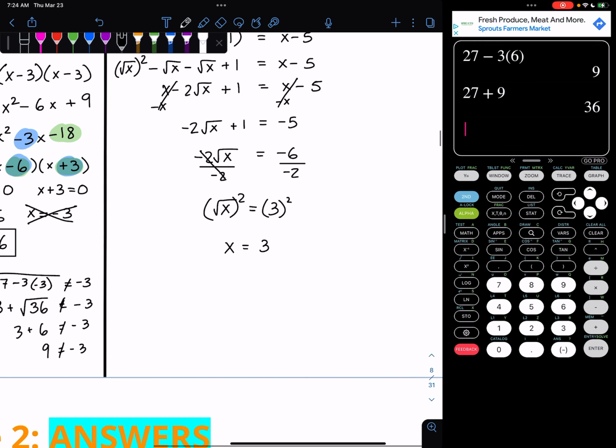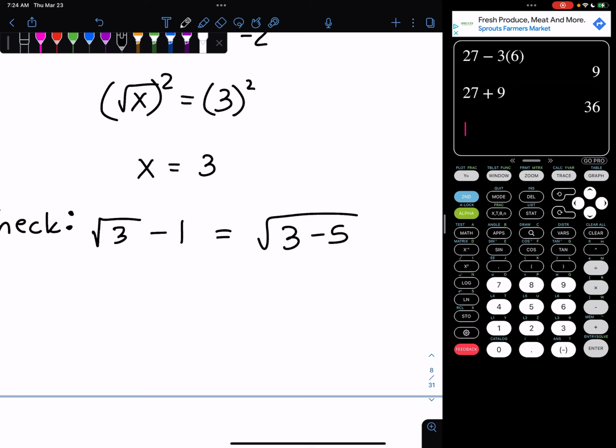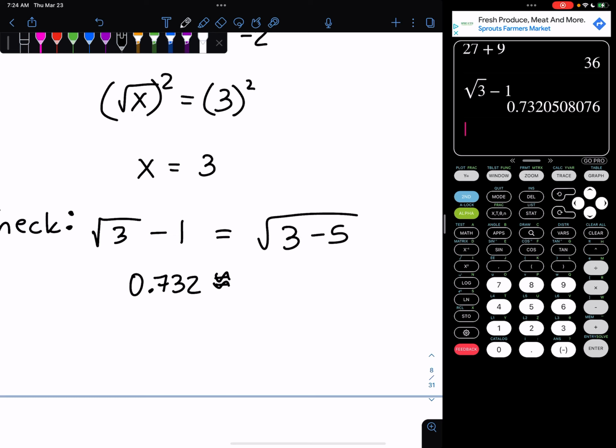Before I put in a box, I need to check my answers. Even though it's the only answer, you still have to check because sometimes it doesn't work out actually. So square root of 3 minus 1 is equal to square root of 3 minus 5. Let's see. Square root of 3 minus 1. It's going to give me a decimal here. Square root of 3, then outside minus 1. 0.732 roughly equal to square root of negative 2. Oh, that's not going to be the same. Square root of negative 2.